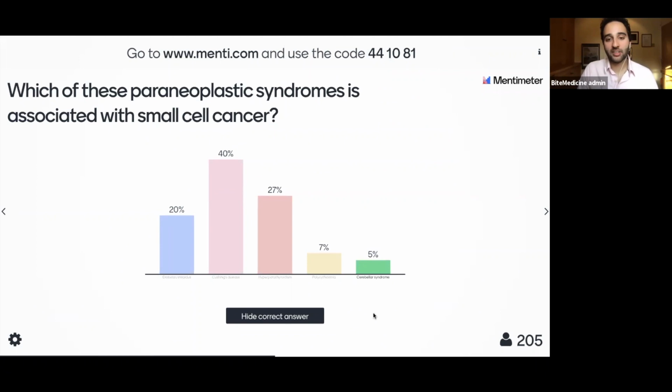So the correct answer, because this was a bit of a trick question, is that actually out of these, small cell lung cancer causes cerebellar syndrome. The cerebellar syndrome is a paraneoplastic syndrome, and it causes your characteristic features of cerebellar disease like ataxia, imbalance, etc. Now, these other options, it's not associated with diabetes insipidus. Diabetes insipidus can be caused by a whole host of different things, but not generally small cell lung cancer.